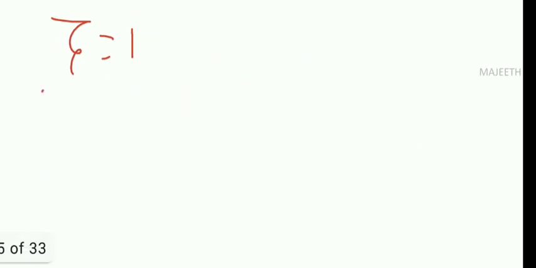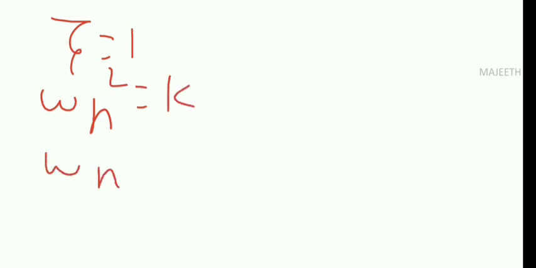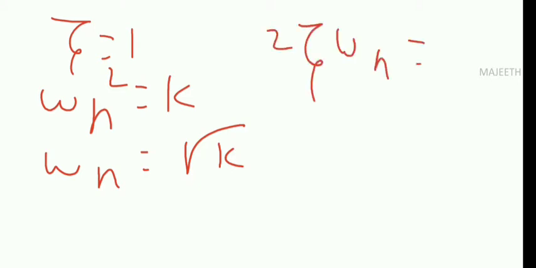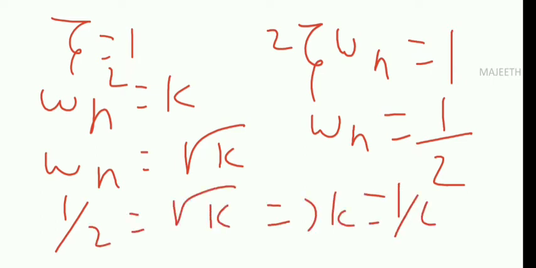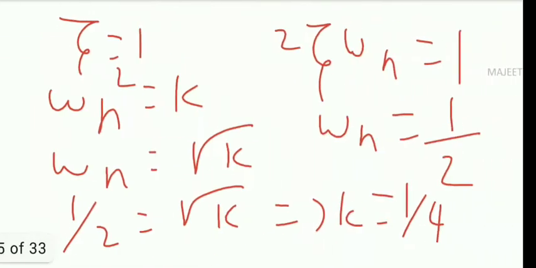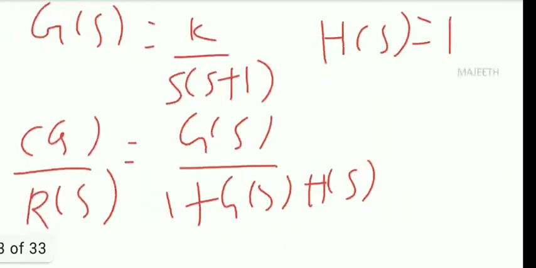So omega n squared is equal to k, so omega n is equal to root k. 2 zeta omega n is equal to 1. This implies omega n is equal to 1 by 2, because zeta is equal to 1 for a critically damped system. So 1 by 2 is equal to root k. This implies k is equal to 1 by 4.